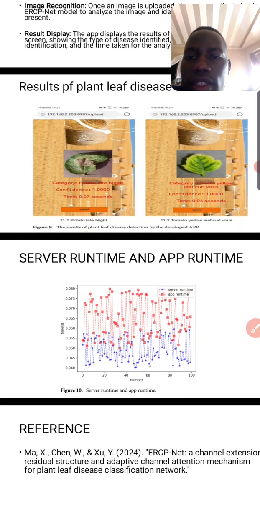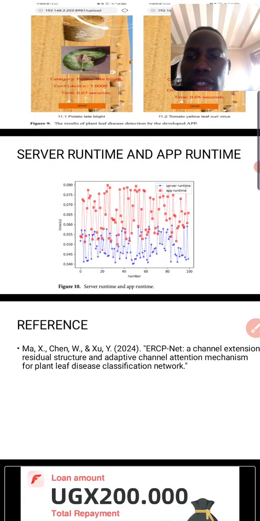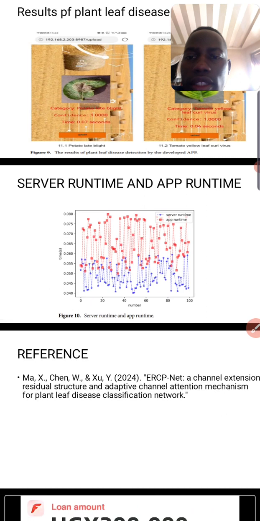So for the server runtime and app runtime, this graph here is just showing that this model can be used on the computer, that is on the web browser, and also on the app. The red one is showing the time it takes. We can see that when we use the app, it takes more time to give a prediction than when we use a browser.